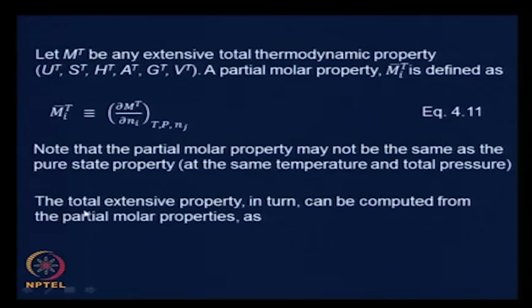The total extensive property in turn can be computed from the partial molar properties as Mt is nothing but the sum over Ni times the corresponding partial molar property Mi hat. So, this is a simplistic formulation. To be able to do this, we go in for some sort of a conceptual partial molar property.